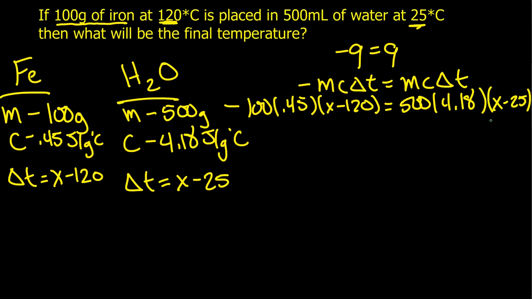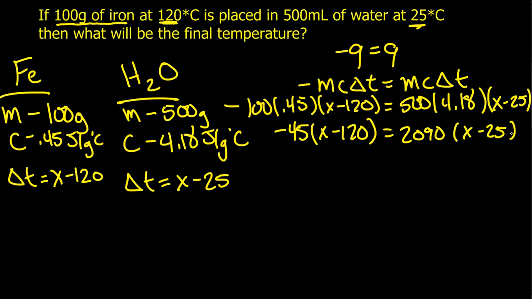So now we just got some algebra to do. So let's first simplify this thing down. So negative times 100 times 0.45 is negative 45, and we leave X minus 120 alone for now. I got 500 times 4.18, and I get 2090 with X minus 125. I'll leave that alone for now. Now we distribute into these parentheses. So negative 45 times X is negative 45X. Negative 45 times negative 120 is positive 5400.